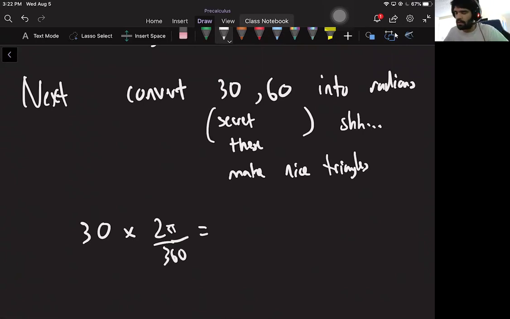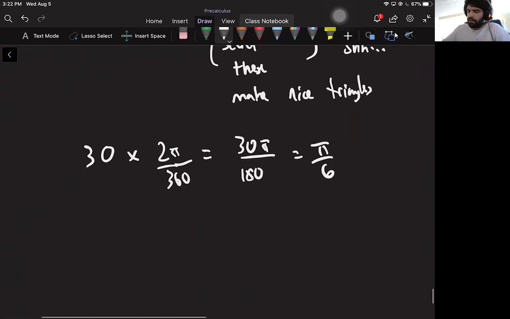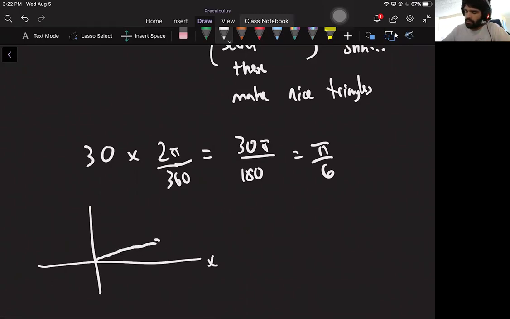So let's see, that is 30 pi over 180, which is pi divided by 6. So pi over 6 is 30 degrees. And so where's 30 degrees on the XY axis? It should be super low down here, I suppose. So that's what we're talking about. This angle is pi over 6.